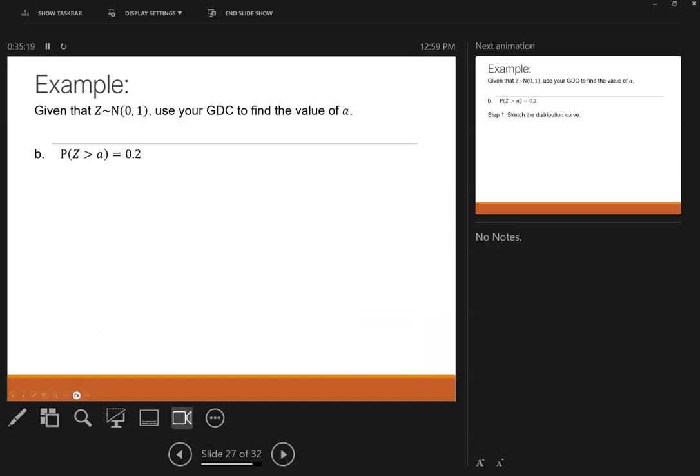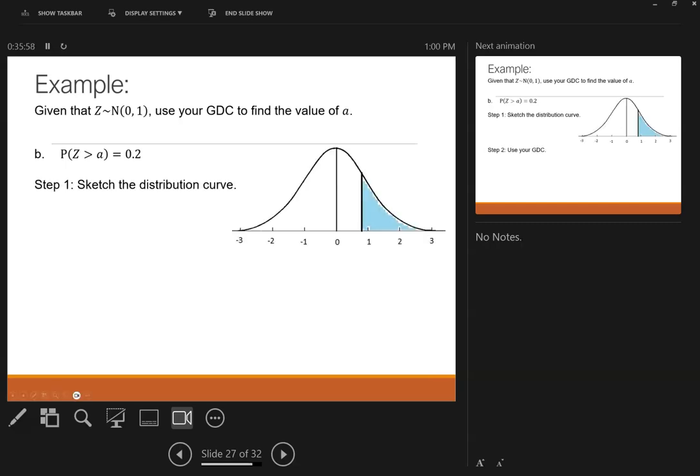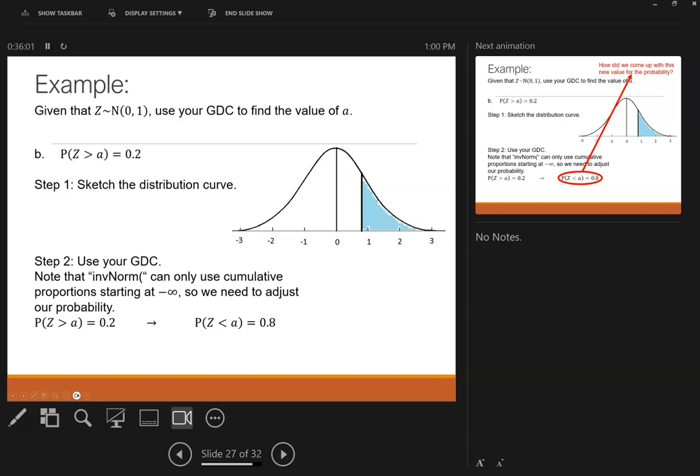What if I have the probability Z is greater than A equals 0.2? Can inverse norm do this as it's currently written? No. It has to be a less than. What am I going to do to fix this to get it into the calculator? I'm going to do the complement rule. What's the complement of Z greater than A? Z is less than or equal to A. What do I have to do to the probability if I do the complement? I have to subtract it from 1. So I'm just going to turn this into Z is less than A equals 0.8.